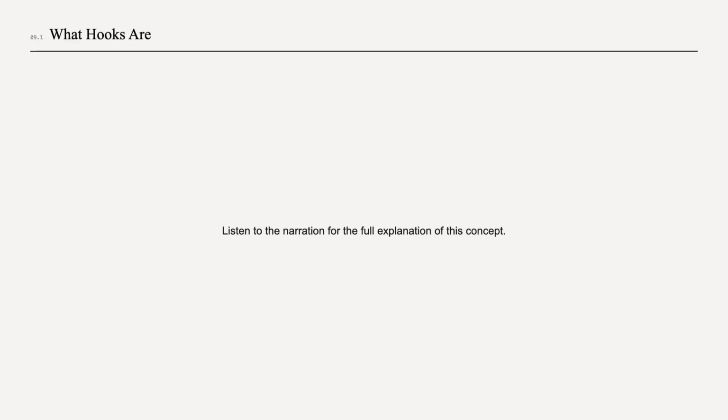The key is the exit codes. Exit code 0 means allow. The tool call proceeds normally. Exit code 2 means block. The tool call is prevented, and your error message gets sent to Claude as feedback.